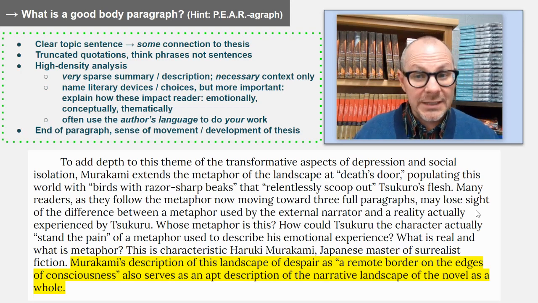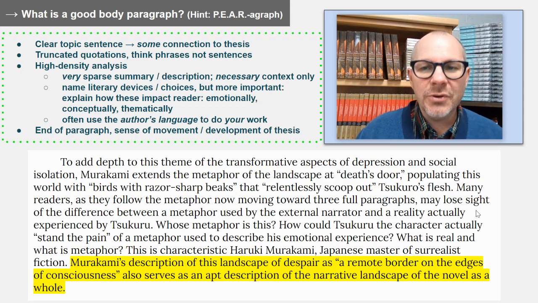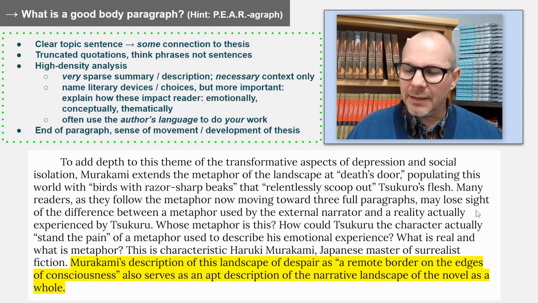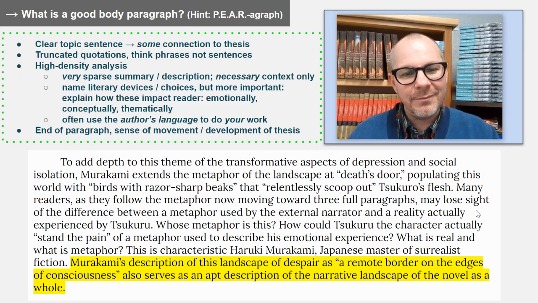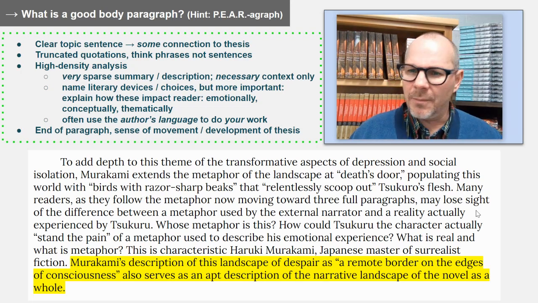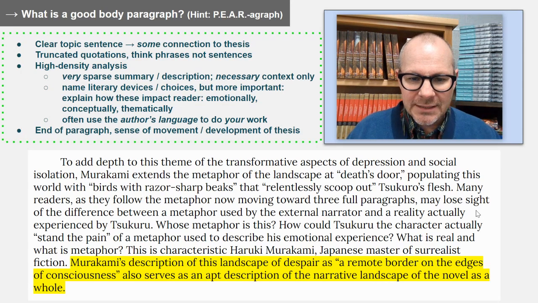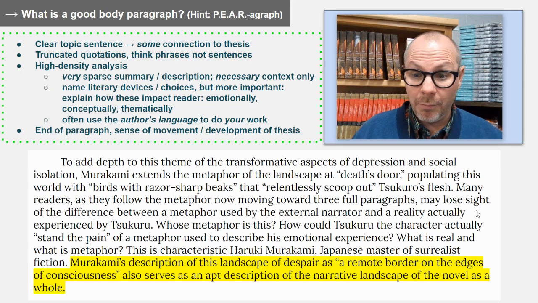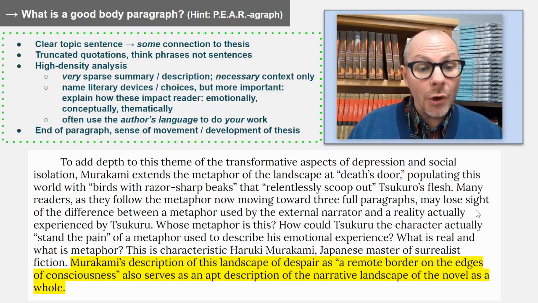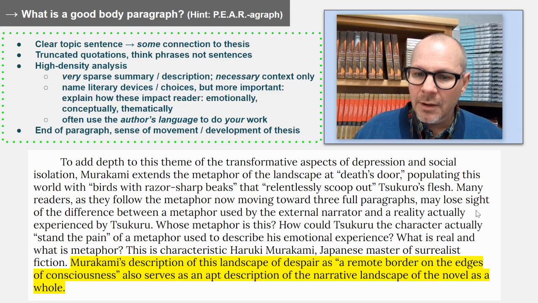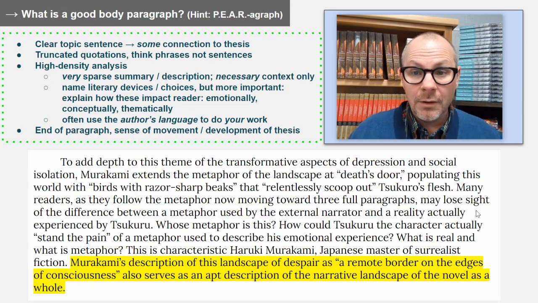You don't need to restate anything, but you do need to take stock, let your reader be aware of what has happened, and then maybe start to move forward. Or maybe some kind of, let's see, Murakami's description of this landscape of despair as a remote border on the edges of consciousness also serves as an apt description of the narrative landscape of the novel as a whole.